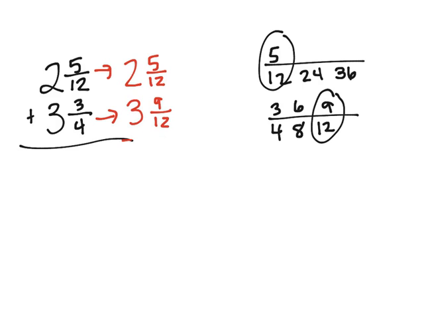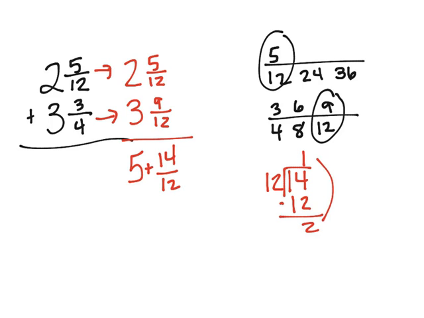Okay, so now I'm going to add that up. My denominator stays 12. 5 plus 9 is 14, and 2 plus 3 is 5. 14/12 is improper, so I need to turn that into a mixed number. So 14 divided by 12. 12 goes into 14 once. Subtract. Go around the world, 1 and 2/14.